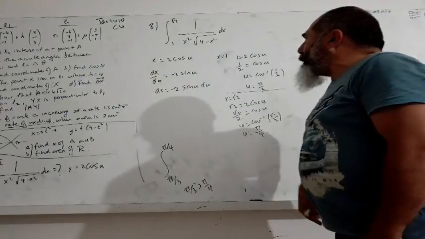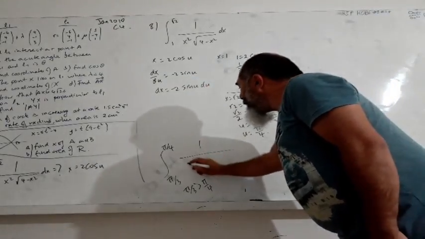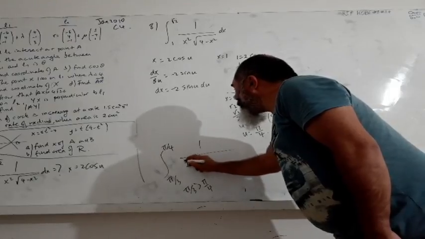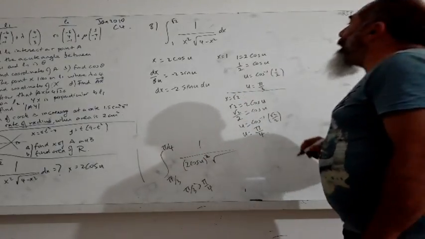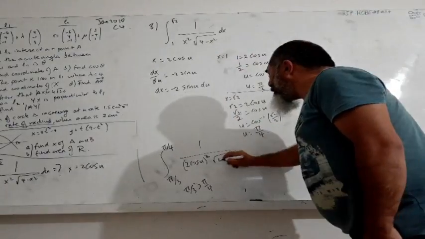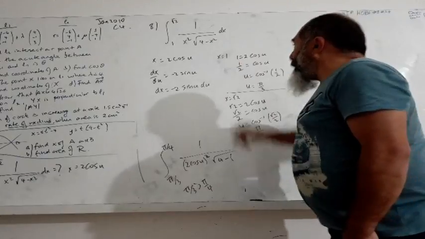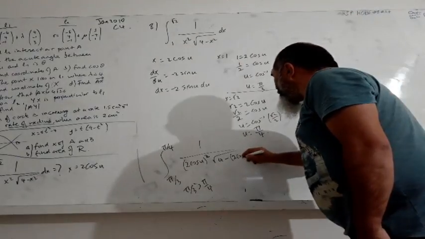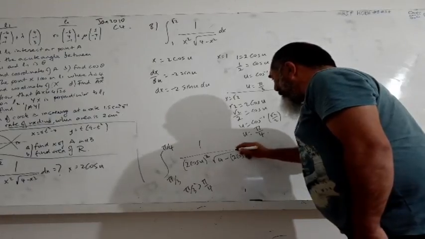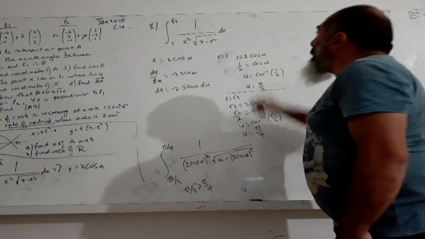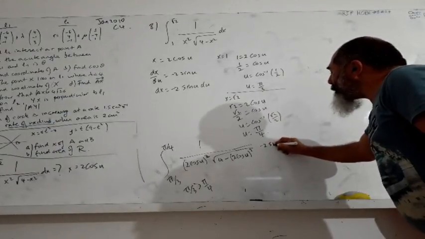1 over 2 cosine u squared. And under the square root, we are going to have 4 minus x squared, which is 2 cosine u squared. And in place of dx, I am going to put that one, minus 2 sine u du.